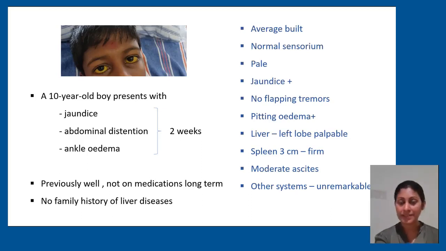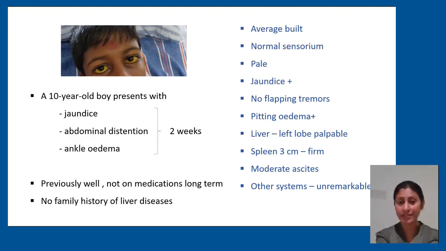What are the possibilities? Does he have chronic liver disease? Yes, he did have chronic liver disease because he has all the features like splenomegaly, ascites. He did have liver disease with chronicity. And there were features of decompensation because he had ascites.